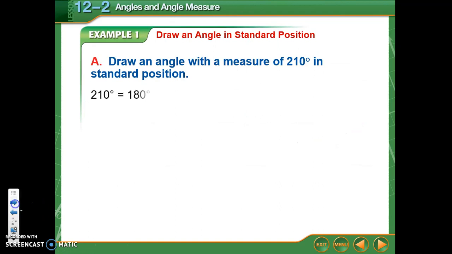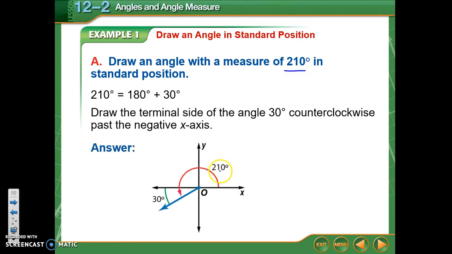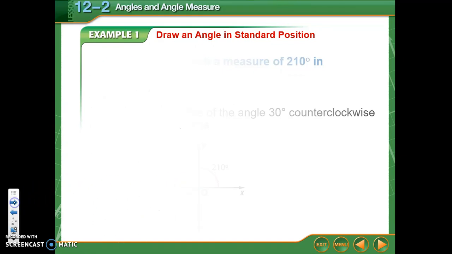All right, so we're going to draw an angle in standard position that measures 210 degrees. So a good way to think about this is how far past 180 degrees do I have to go? Well, I know that 210 is 180 degrees, which is a half circle, a straight angle, plus 30 degrees. So we draw, our initial side has to be here on the positive x-axis. Then I go to 180 degrees. 180 degrees would stop here, and then I have to go 30 degrees more to get my 210 degree angle.